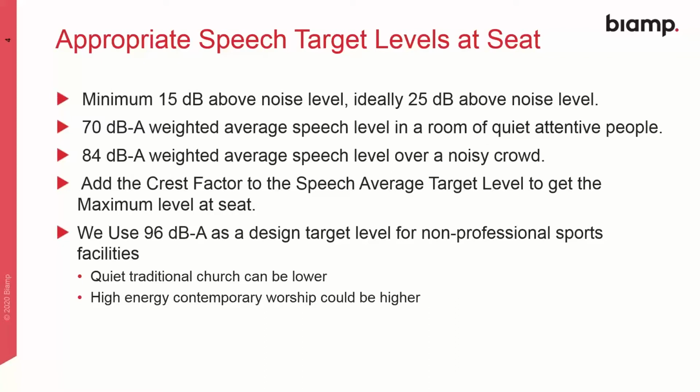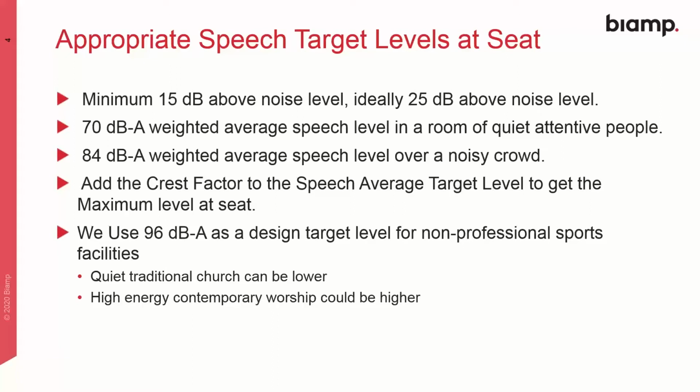If you've got a noisy crowd, an auction or a game or something like that, your speech levels need to be much higher, 84 dB. You have much more noise to get over. So you add the crest factor to the speech level to get the maximum level, which would be maximum output of the loudspeaker. We use 96 dBA as a target design level for non-professional sports, high school football and so forth. Professional sports can be a little more energy to them. We take that 96 dB, subtract the 12 dB crest factor for speech, and you will measure about 84 if you take your sound level meter into the stands. So that's kind of where we understand the difference between what you'll measure with speech and what you're designing from a spec sheet.